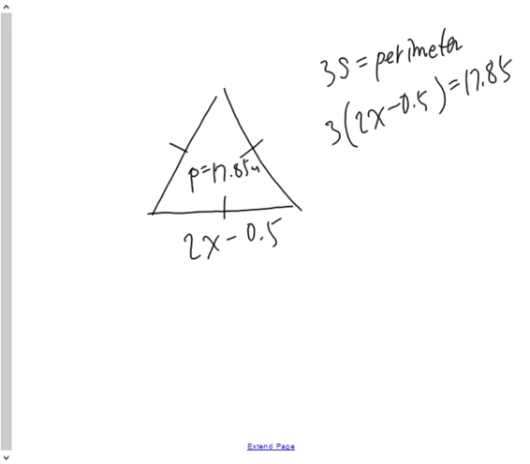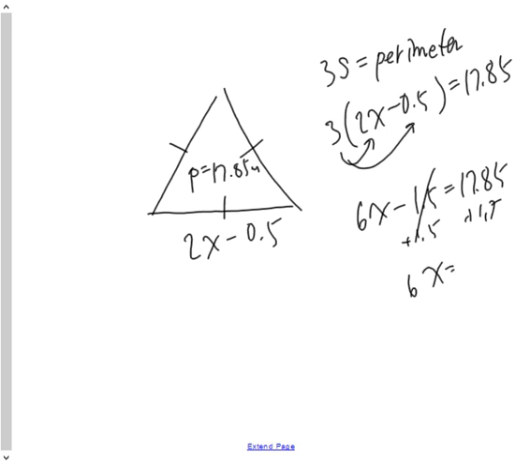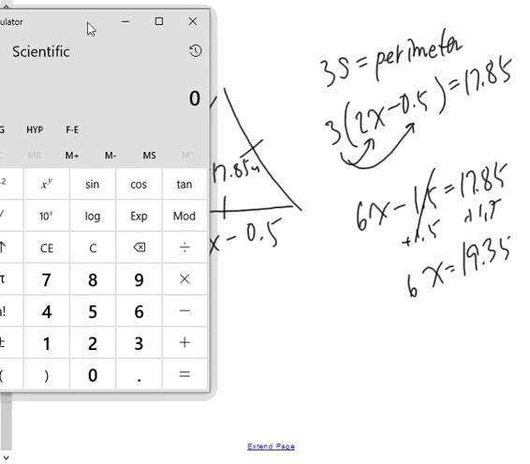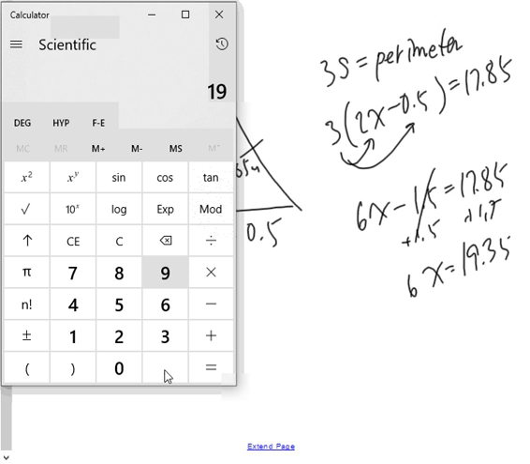So when I substitute what I know, 3 sides equals the perimeter will be 3, 2x minus 0.5 will equal the perimeter. I will either use distributive property or division first. I'll use distributive property, giving me 6x minus 1.5 equals 17.85. Isolate your variable. 6x equals 19.35. And divide 19.35 divided by 6, and you get your answer.